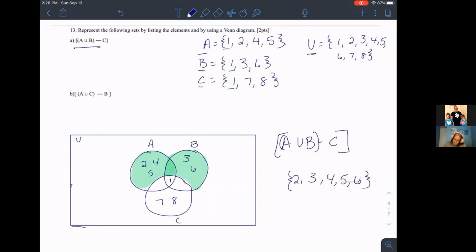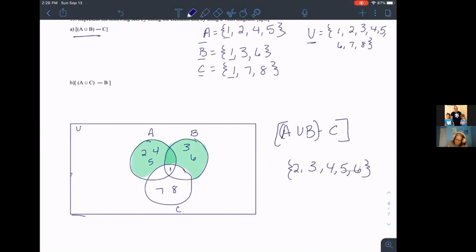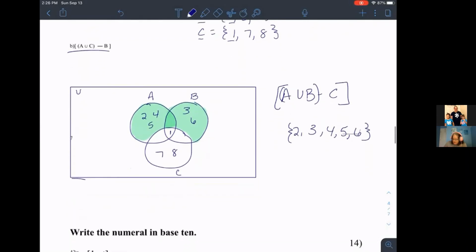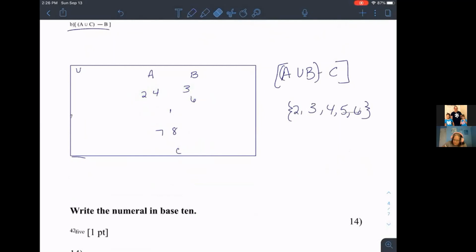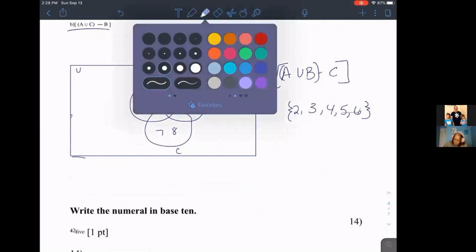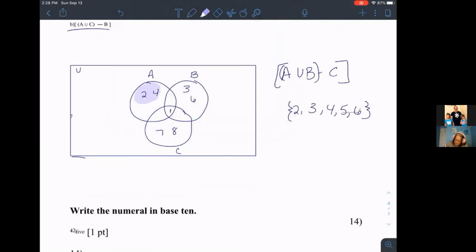Then using those same sets, if we wanted to find A union C minus B, that would give us everything that is in A and C, but not in B. So we have A and C that's not in B. That would be for the universal set A union C minus B. That would give us the set 2, 4, 7, and 8.